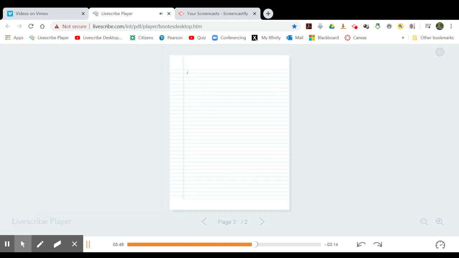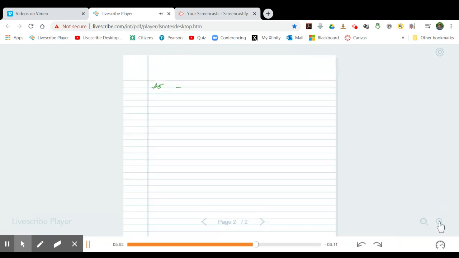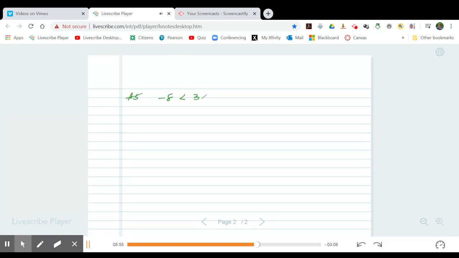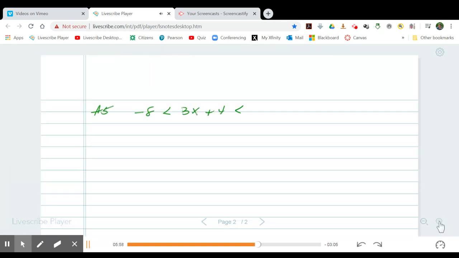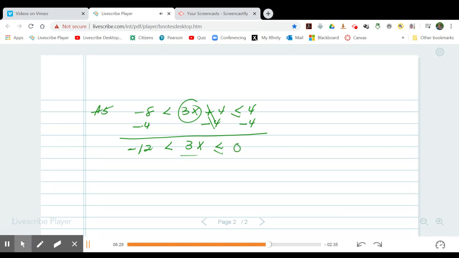Number 5. -8 is less than 3x plus 4, which in turn is less than or equal to 4. So this is going to be an AND situation. I want to subtract 4 from all parts, the middle and both ends. Before I can get x by itself, I need to get 3x by itself, so I'm going to subtract 4. The 4's cancel out. -8 minus 4 combined is -12, less than 3x, which in turn is less than or equal to 0 here.